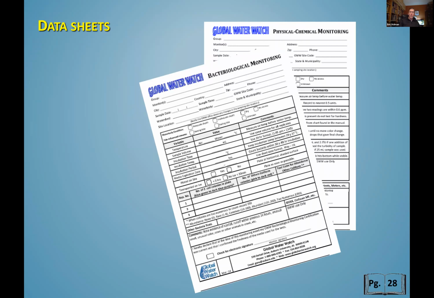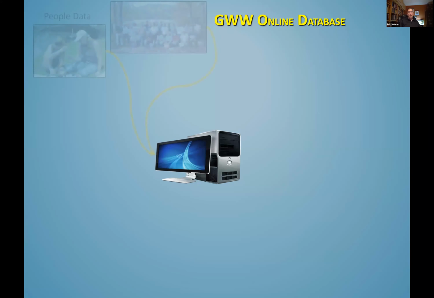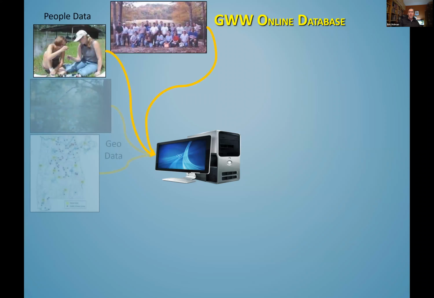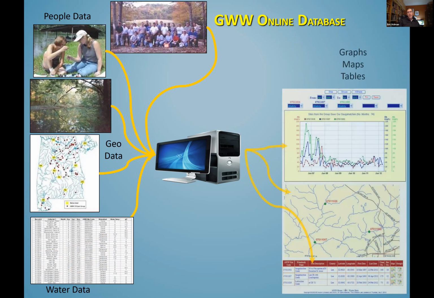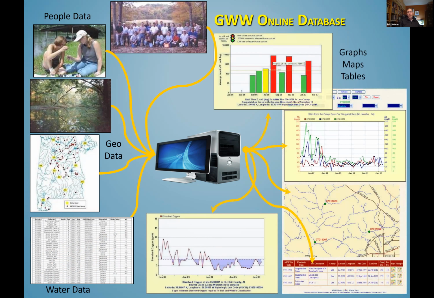Then you'll use data sheets, which will provide you with a way to record the physical, chemical, and bacteriological monitoring data that you have. And then you can enter those into the Global Water Watch database. So you'll be set up in the Global Water Watch database, where we enter information about monitors, monitoring sites, and then you're able to have your data be produced as graphs, maps, and tables.